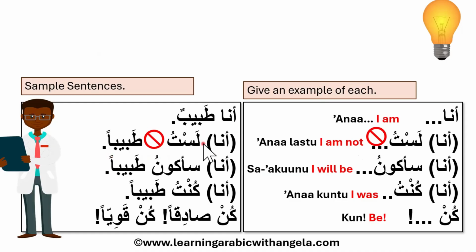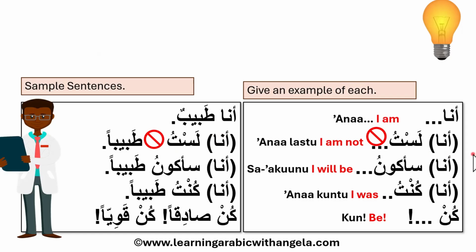أنا is optional when we have a verb in Arabic. لست is a verb, Laysa. So since any verb in Arabic is conjugated to tell us the pronoun, we can get rid of أنا. We can say لست طبيبا. Obviously here, I am, we need أنا طبيب. لست طبيبا, we can do away with أنا, so that's why it's in brackets.